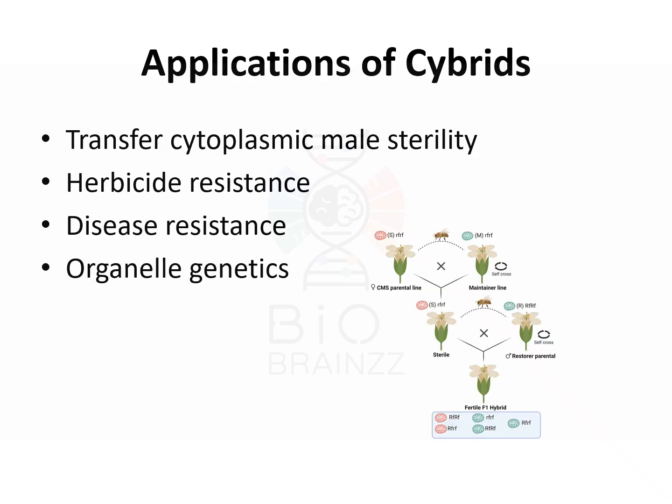One of the most important applications of cybrids is the transfer of cytoplasmic male sterility, which is widely used in hybrid seed production. Male sterile plants cannot produce viable pollen, ensuring controlled cross-pollination. Cybrids are also used to transfer herbicide resistance and disease resistance traits that are encoded in organelle genomes. Additionally, they help researchers understand mitochondrial and chloroplast inheritance patterns and interactions with nuclear genes.